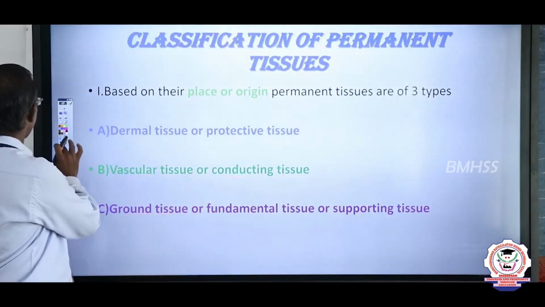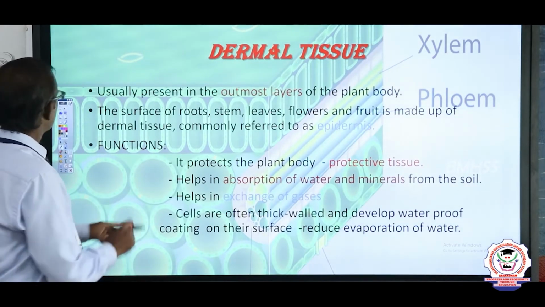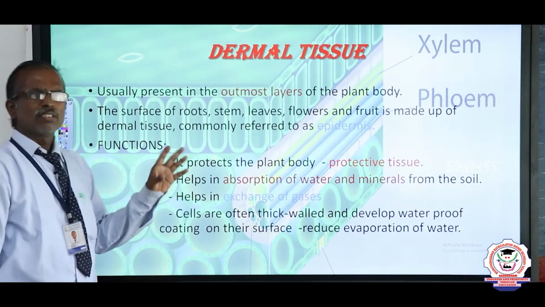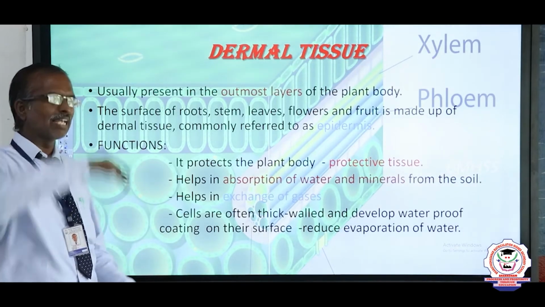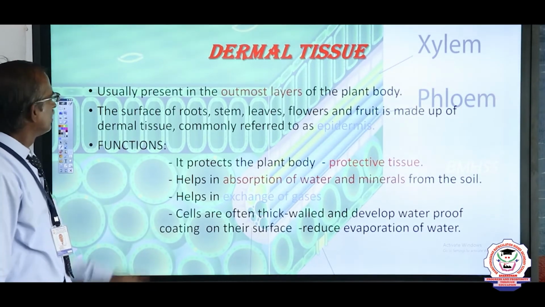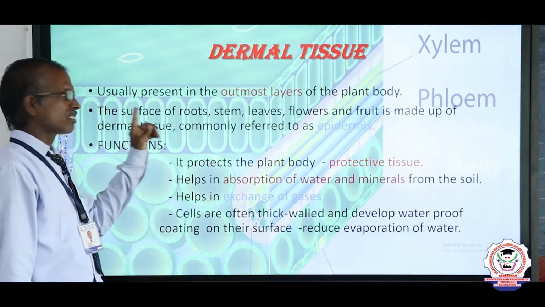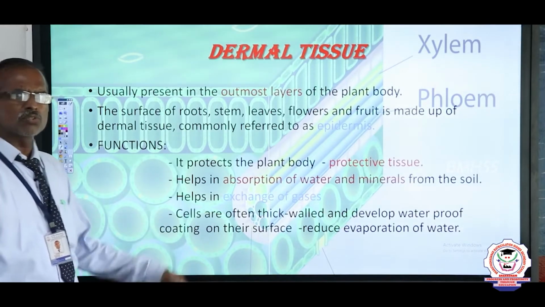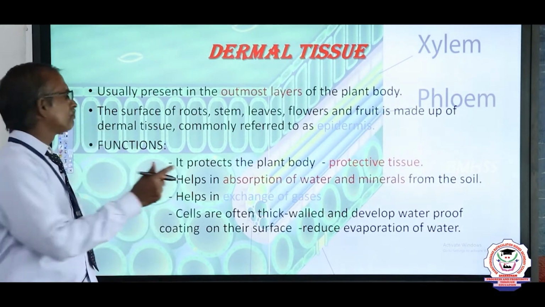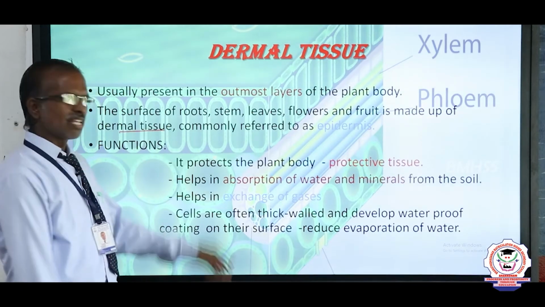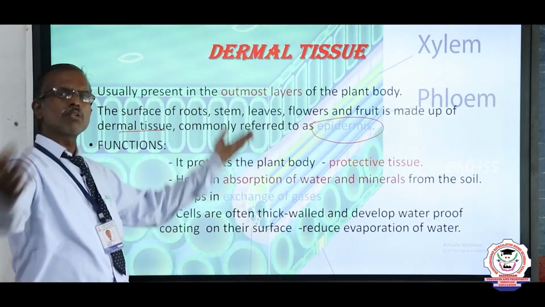Okay, the next is dermal tissue. Dermal tissues are present in the outermost covering or outermost surface of the entire plant body. They are present on the outermost surfaces of the roots, stem, leaves, branches, flowers and fruits. They are made up of dermal tissues, which we commonly call epidermis.